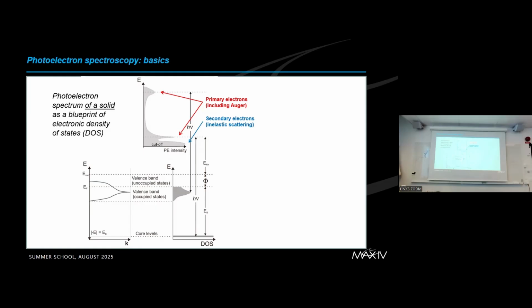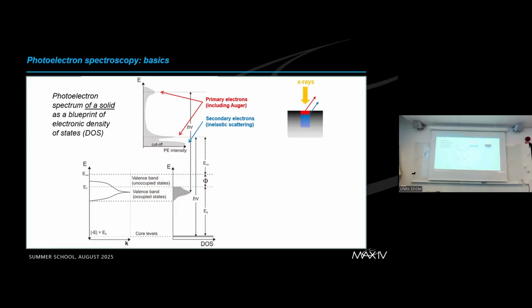These, which I denoted in red, are called primary electrons, and Auger electrons are also counted as primary electrons. On top of that, when electrons are transported towards the sample surface, they get scattered in inelastic processes, and this inelastic scattering creates a lot of secondary electrons, which is visible as a large background tail under the primary electrons here.